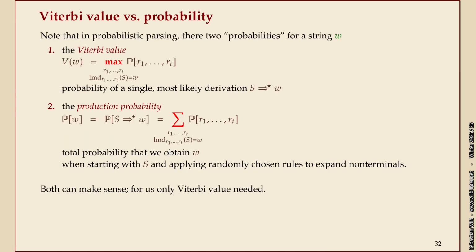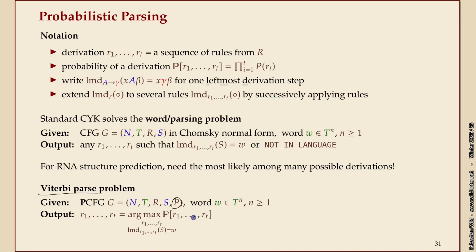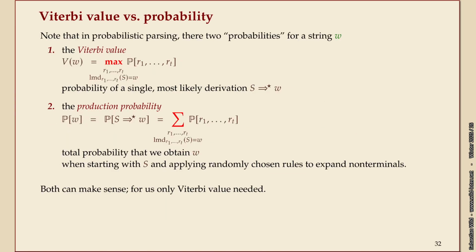Let me make extra clear what we're optimizing here, because there's an alternative that might seem also intuitive, and sometimes it is useful, but in this case, I think not, at least for the way we described the problem. There are two types of probabilities you could define for a string. One is what we've just used, the value for a given terminal string, exactly this thing here. I call that the Viterbi value. That's the probability of the most likely derivation for that string.